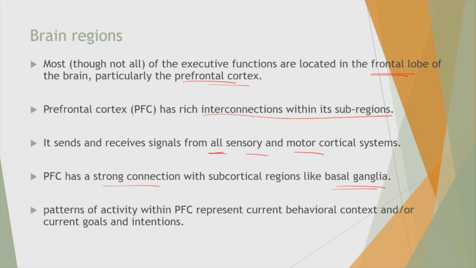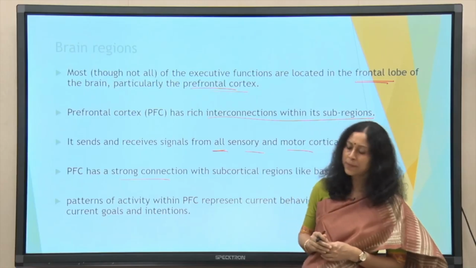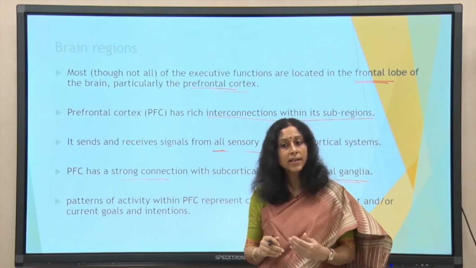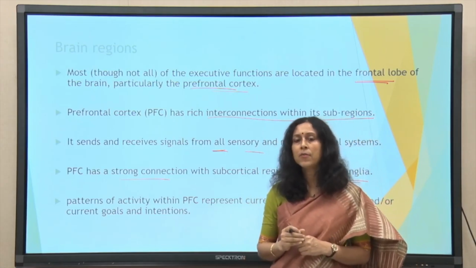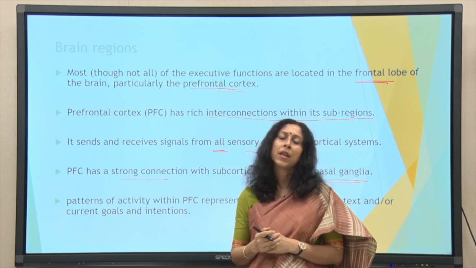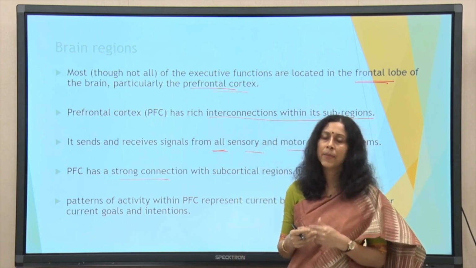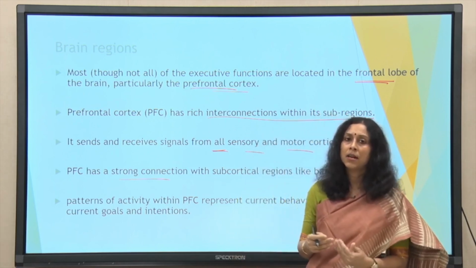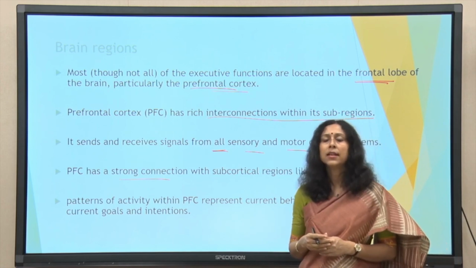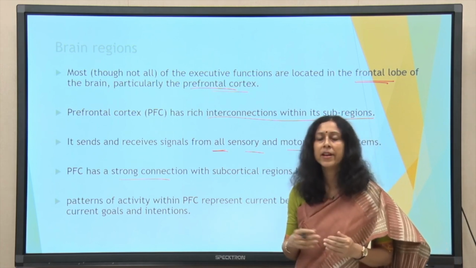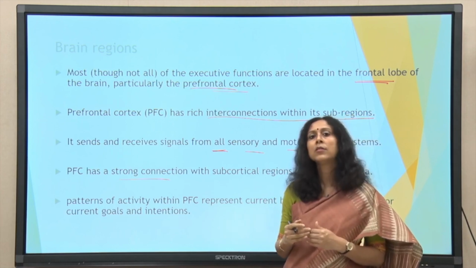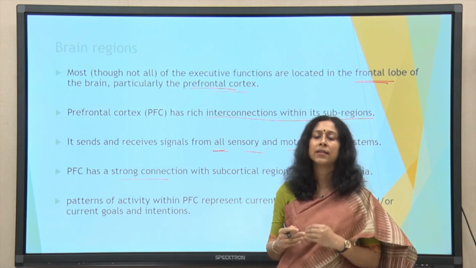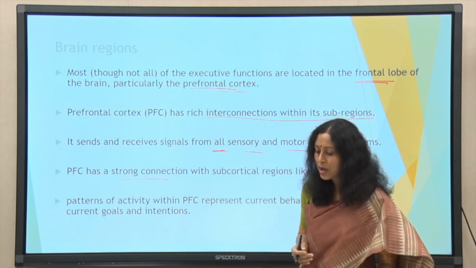So, patterns of activity within prefrontal cortex represent the current behavioral context and the current goals and intentions. Basically, what this means is that when participants are busy carrying out various kinds of tasks, we see a lot of activation in various domains within the prefrontal cortex depending on the current goal, the environment and the task, and so on.